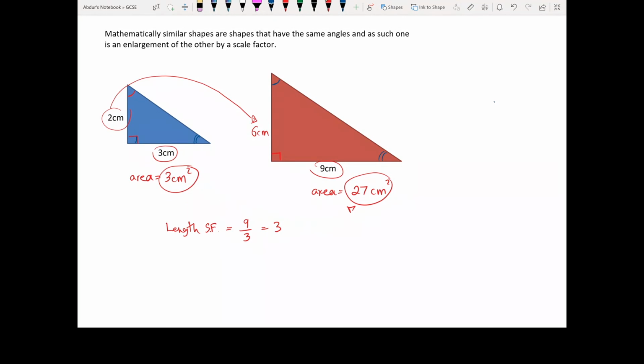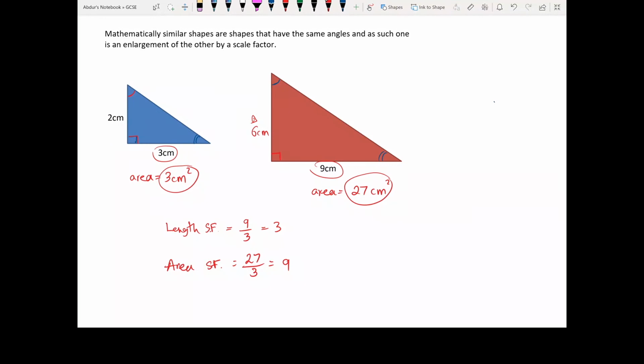Well, I can find the area scale factor in a similar way. So I'll write down here area scale factor. I can do the larger one's area, 27, divided by the smaller one's area, 3, which gets me 9. So I've got my area scale factor here.